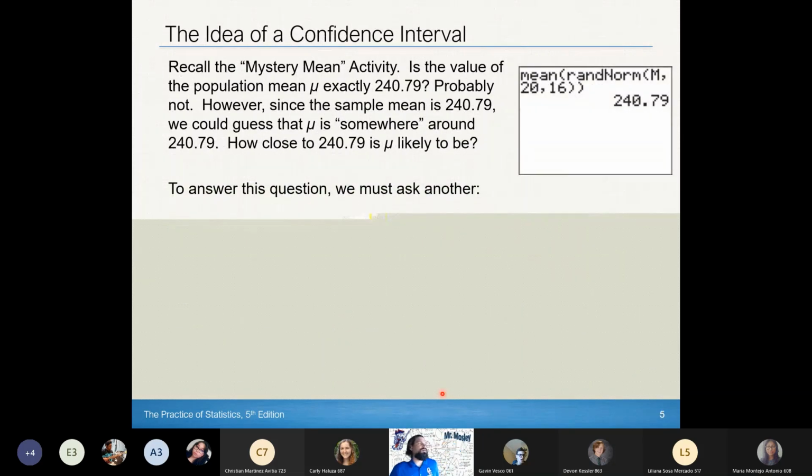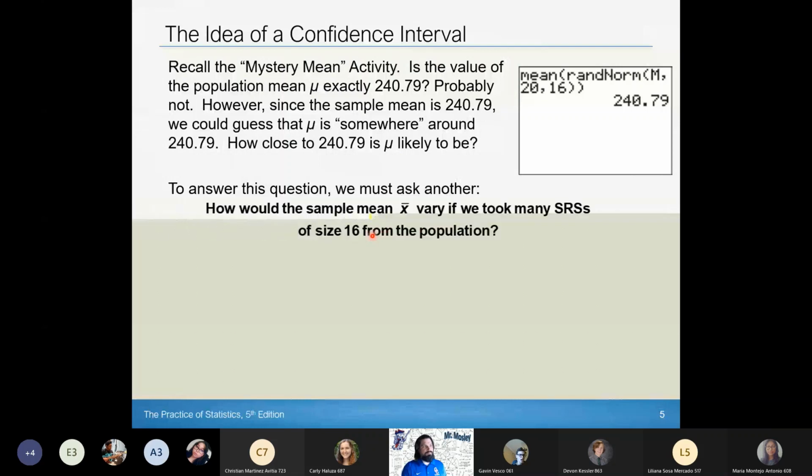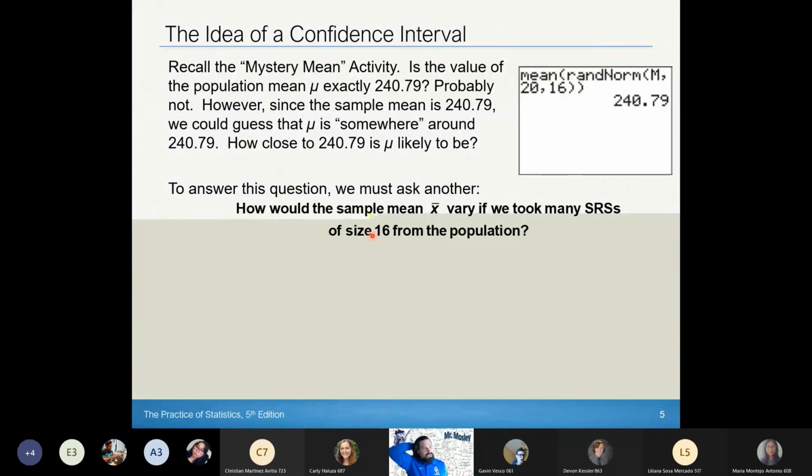So recalling our activity, is the value of the population mean exactly 240.79, the estimate? Probably not. However, since the sample mean is 240.79, we could guess that mu is somewhere around that value. How close is mu likely to be? What's the reasonable range? To answer this, we ask another question: how would the sample mean x bar vary if we took many SRSs of size 16 from the population? This is essentially what we did in the last chapter.